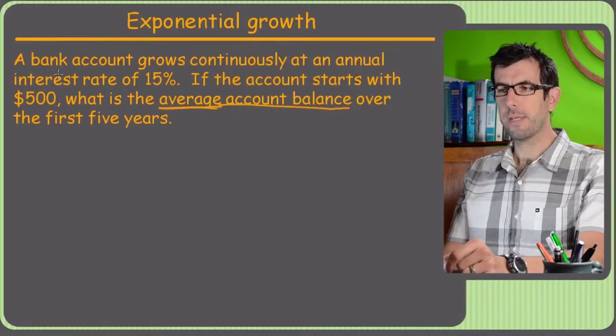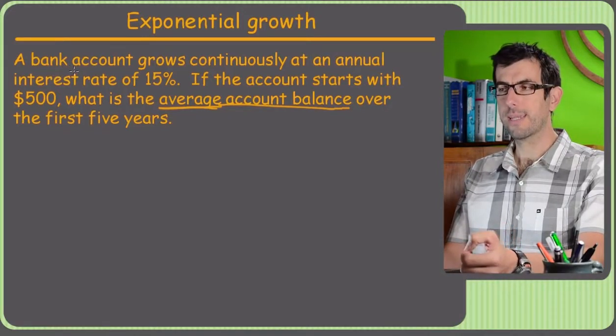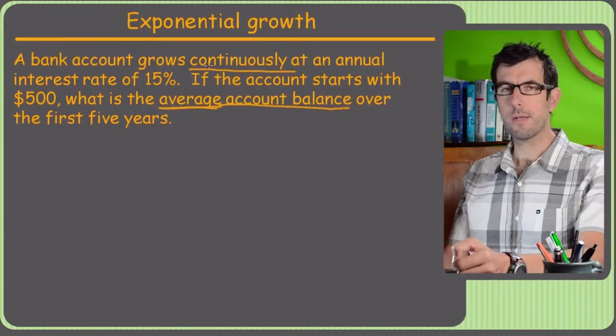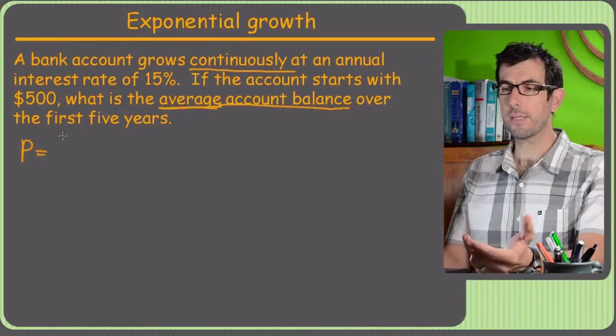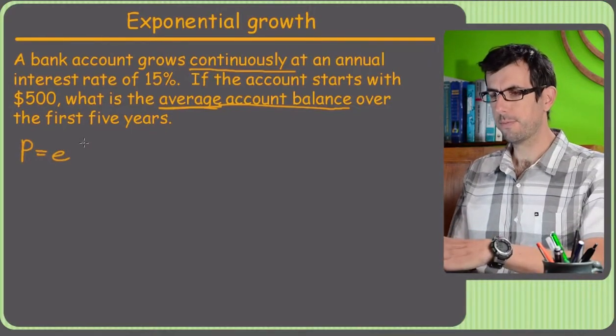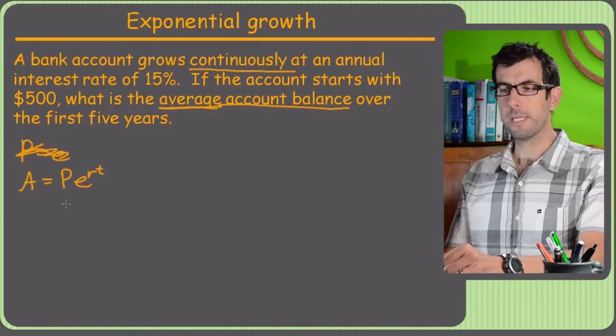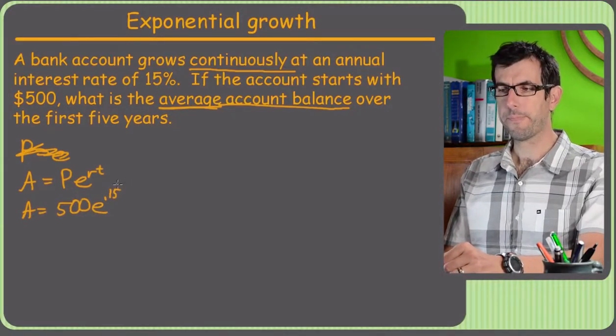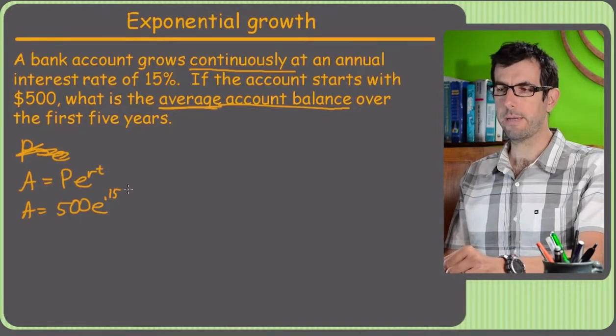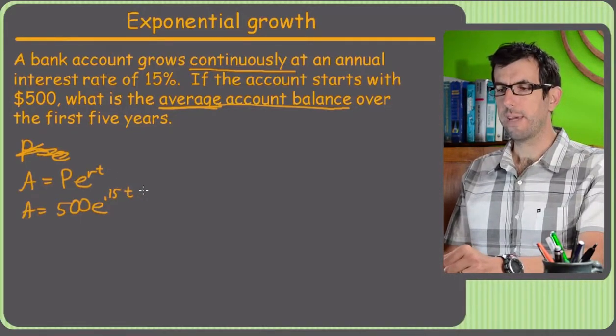In this case we have a bank account that's growing continuously. And that word continuously is important because that means we're going to use the PERT equation, like interest compounded continuously. The amount in the account, or the balance, equals P times e to the rt, where P is the principal, what we're starting with. So in this case, P is 500. Then we have e, and the interest rate is 0.15. And t is time, so we'll just leave that as t.